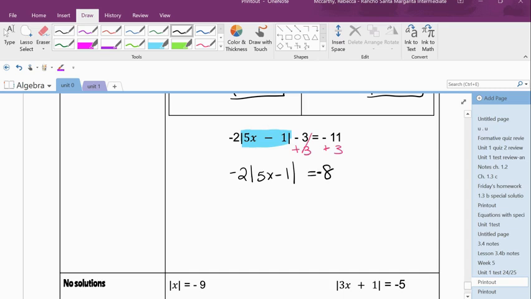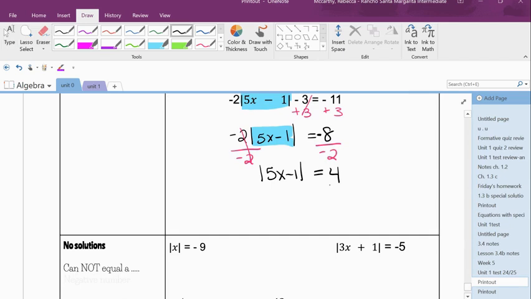And then here is my absolute value that has to be isolated first. So I'm going to divide by a negative 2, divide by a negative 2, and I get the absolute value of 5x minus 1 equals 4. Let's see, that negative gives me a 4. I want to make sure I didn't drop any negative signs or anything.